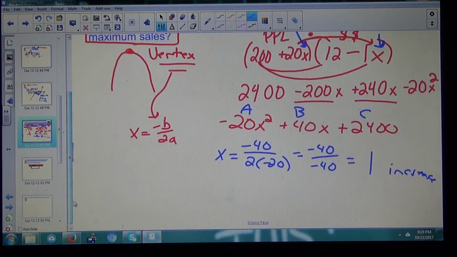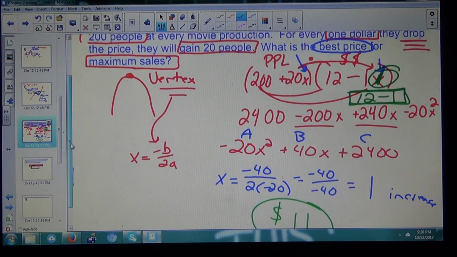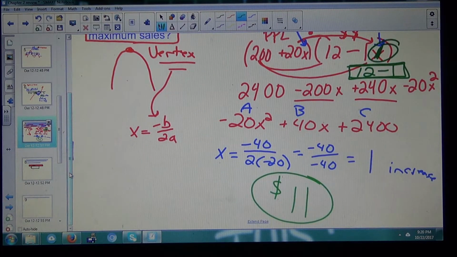So if x was equal to 1 here, what would I do to find the best price of that movie? I would come up here and plug in a 1. 1 times 1 gives me 1, so I'd have 12 minus 1, which gives me $11. So $11 would be the best price of the movie to maximize your profit. After that, you'd be losing money. Questions on that?